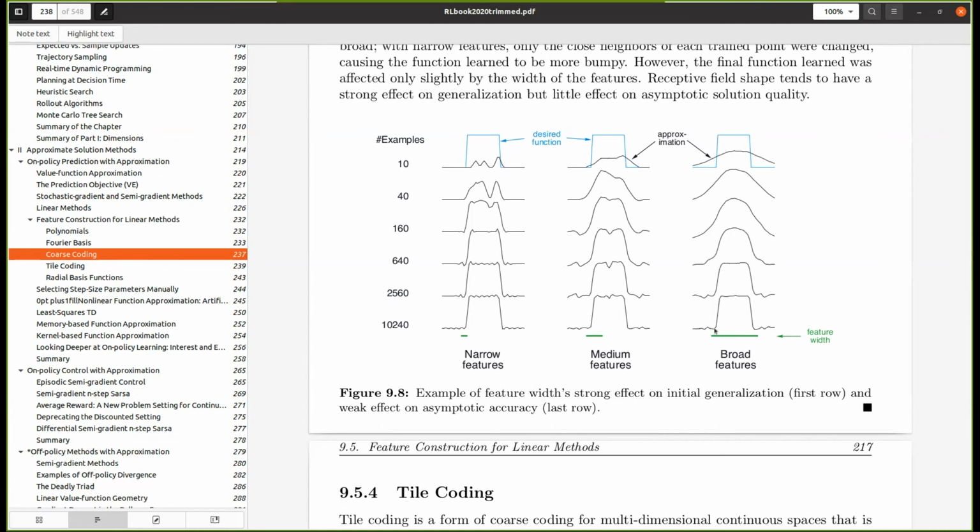Probably this choice also depends on what kind of underlying structure you expect to have in your environment when you're using broader or narrower features. So if neighboring states are expected to be very similar, then you would like to use broader features. But if you want to allow sharper jumps in state representation, then you would like narrower features.